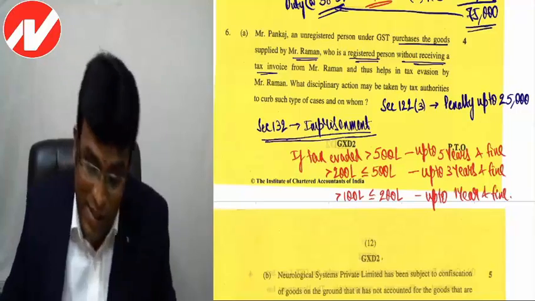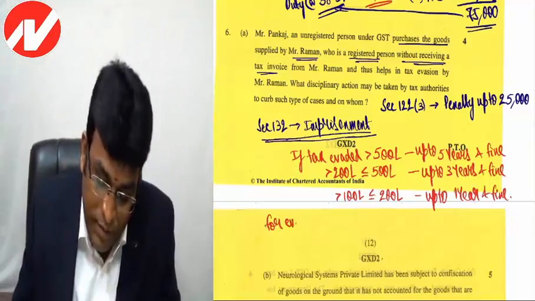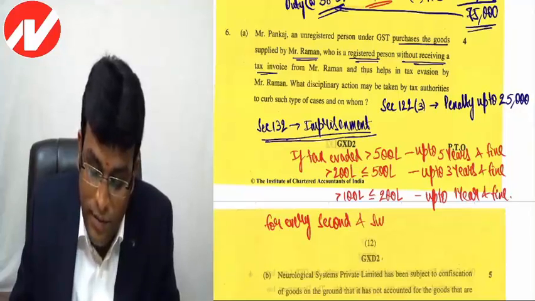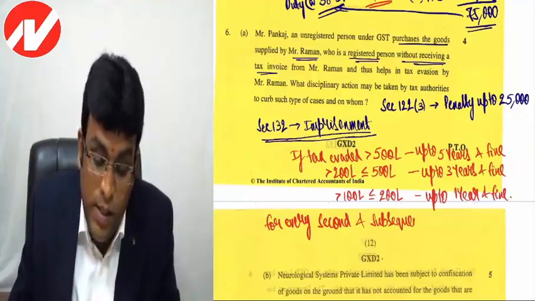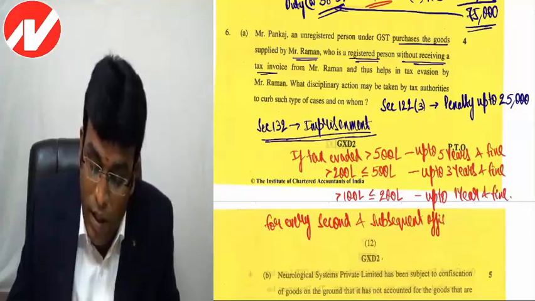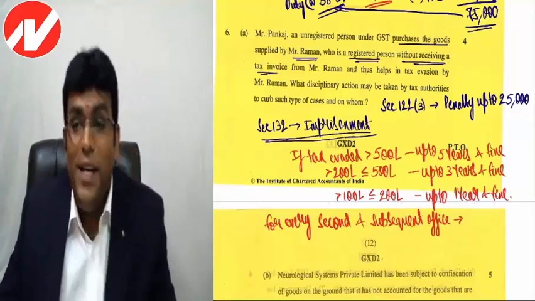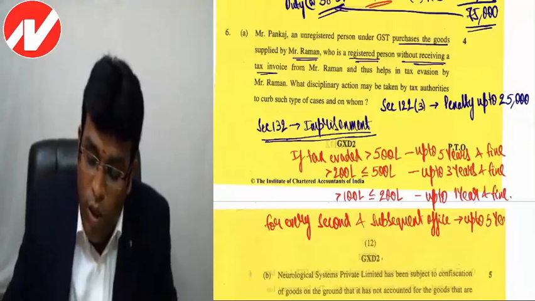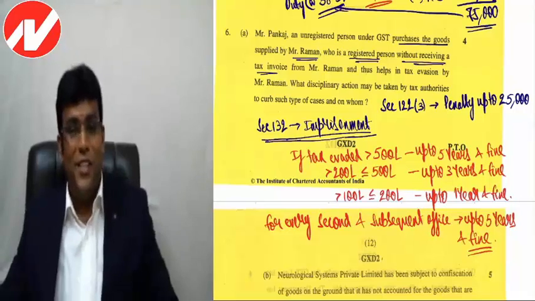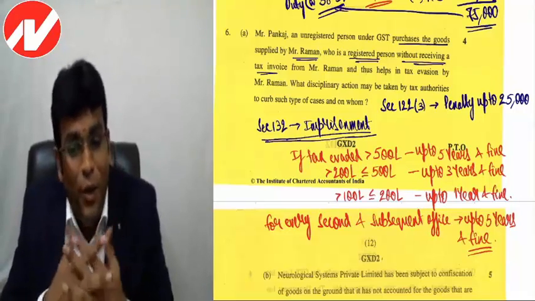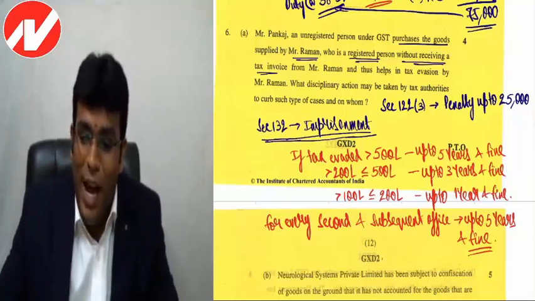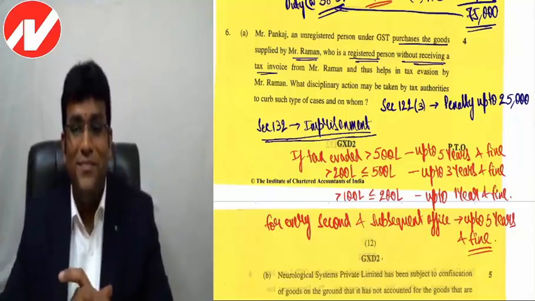Getting clarity, friends? And for every second and subsequent offence, up to 5 years and fine. That's it. These 2 points you write in the exam, you will get your marks. No doubt about it. Very, very simple and very, very scoring, my dear friends.